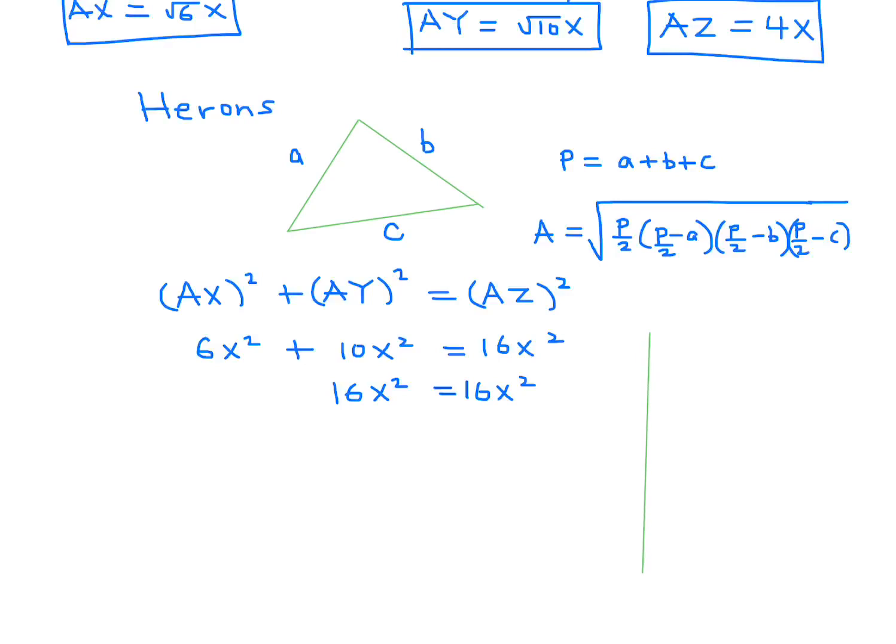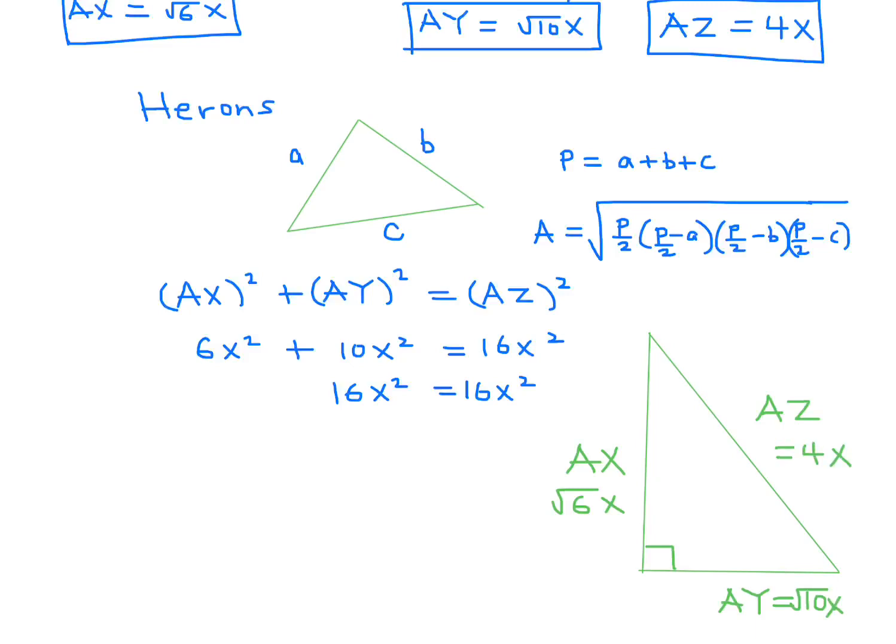All right, so that means that this is a right triangle. And let's just label this. So this is a right angle right here. And this has got to be AZ. And this is AX. And this is AY. So this is what? Root 6x, root 10x, and 4x. Okay. All right.